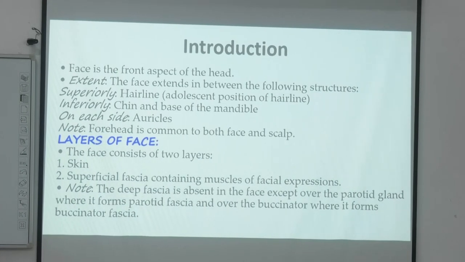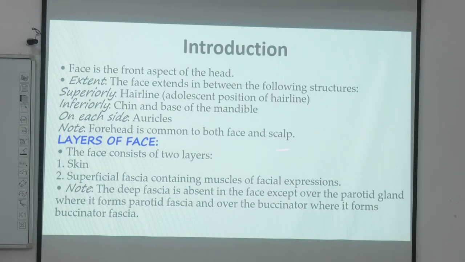That means the forehead is also included in the face, and the forehead is also included within the scalp. Okay. So inferiorly there will be the chin and the base of the mandible, and on each side, the auricles. Okay. And the forehead is common for both face and scalp. This is asked in your viva. Outline of the face.